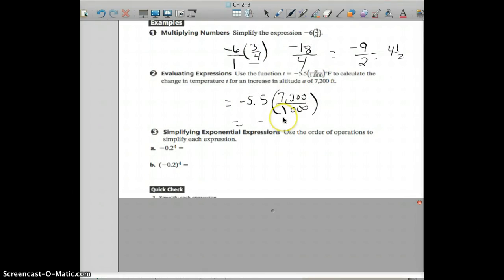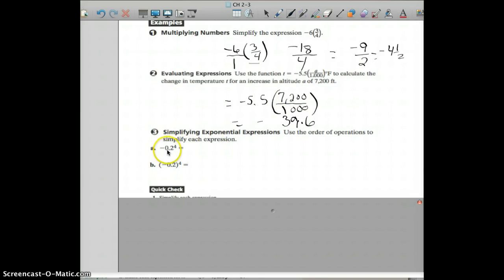Again, that's negative 39.6 degrees, which tells us it's going to drop almost 40 degrees if we go up 7,200 feet. Our example 3 quick check. Notice the difference between the two expressions here.